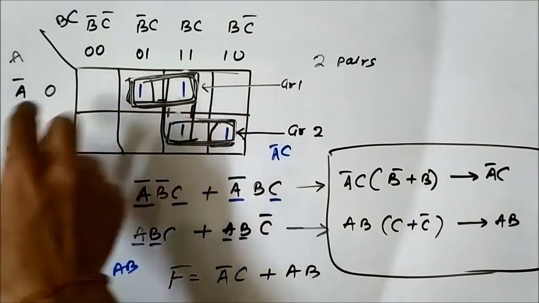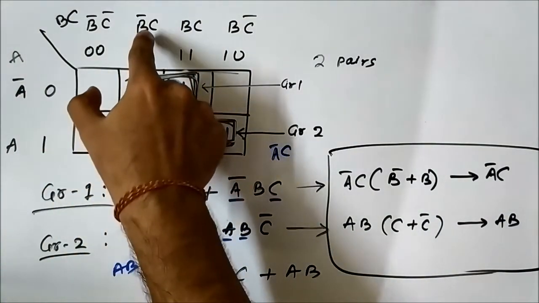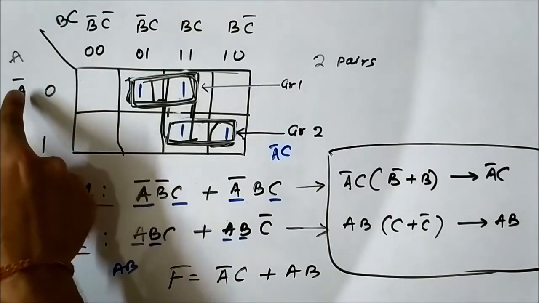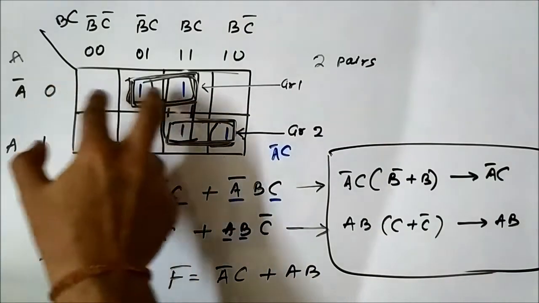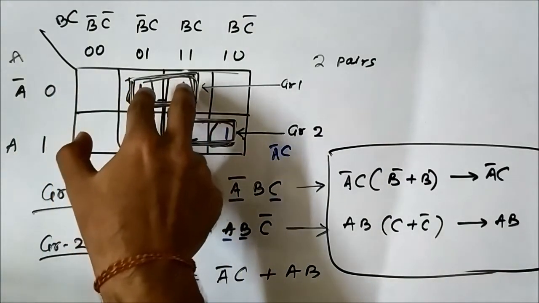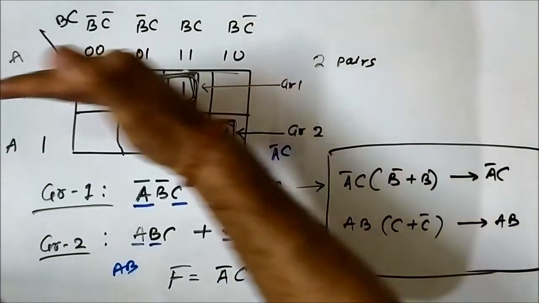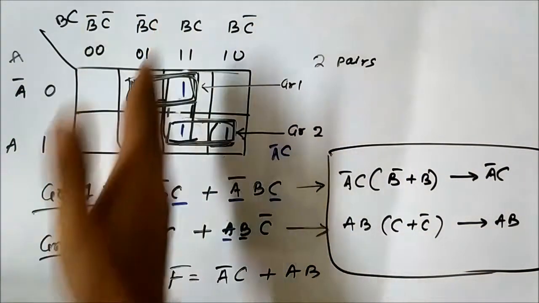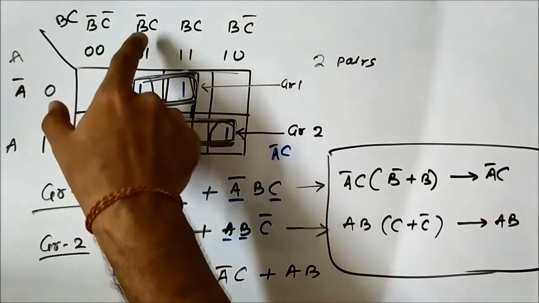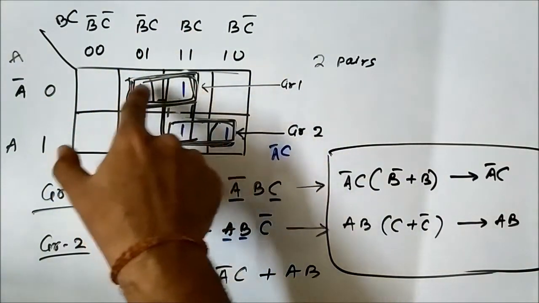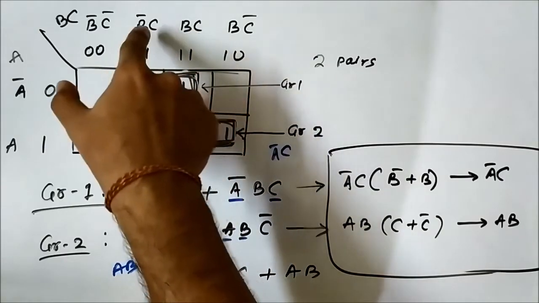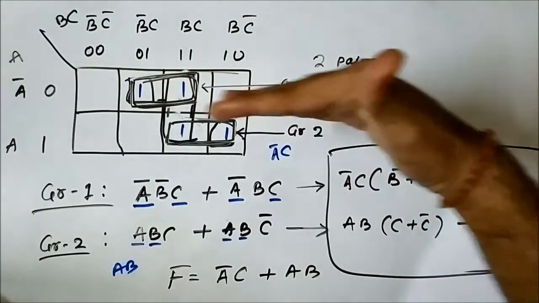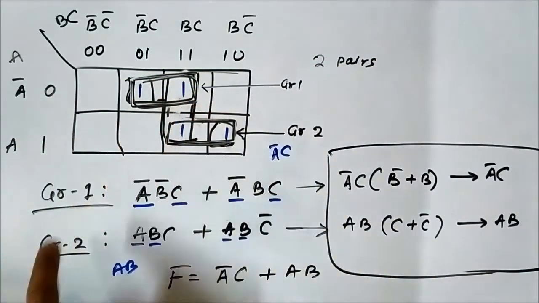See this group 1: A bar B bar C, A bar B C. So just by looking you see A bar is common, naturally, in both these Boolean terms because the horizontal component is constant, A bar. Now as far as the vertical component is concerned, in these two marked cells C is common. A bar is common as the horizontal component in both the cells, so naturally A bar will be there.